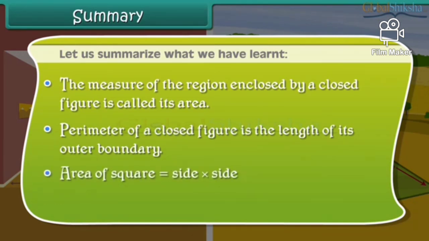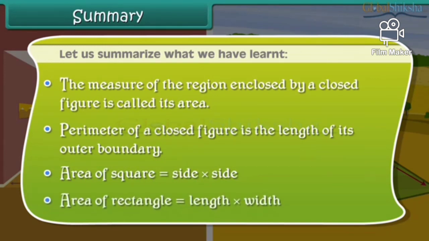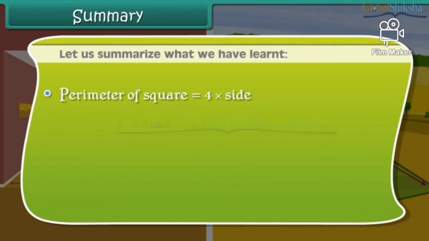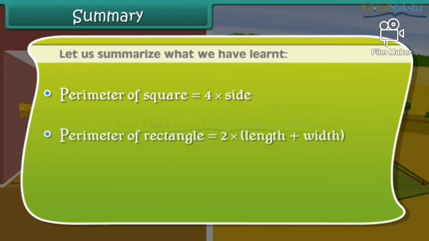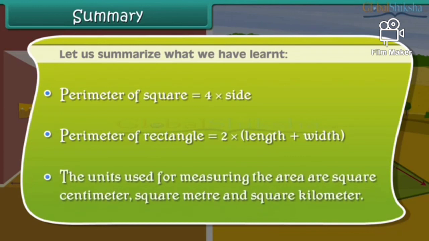Area of square is equal to side into side. Area of rectangle is equal to length into width. Perimeter of square is equal to 4 into side. Perimeter of rectangle is equal to 2 into (length plus width). The units used for measuring the area are square centimeter, square meter, and square kilometer.